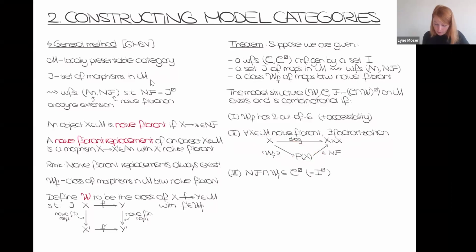And then the next condition is, so I said before that I want the naive fibrations to be the fibrations between fibrant objects. And so this condition is kind of saying that if I have a naive fibration, which is also a weak equivalence between naive fibrant objects, then it is a trivial fibration. And often it's useful to have this set I, because then you can just check certain lifting conditions that this class of maps should satisfy in order to check that this is indeed the case.